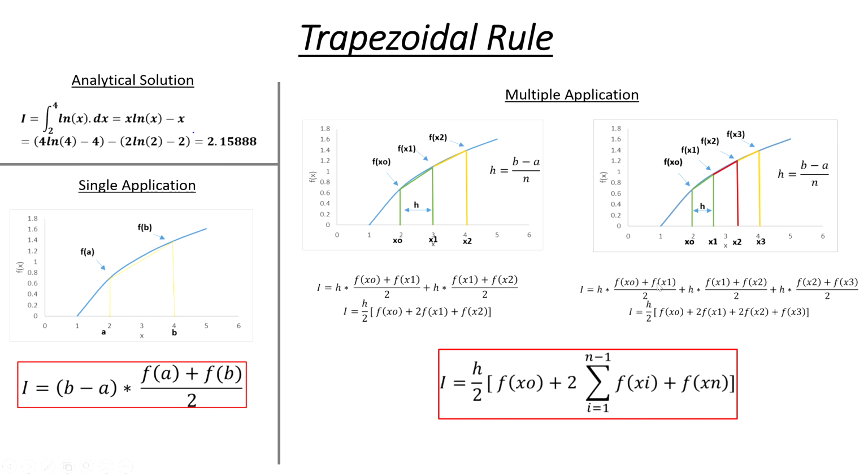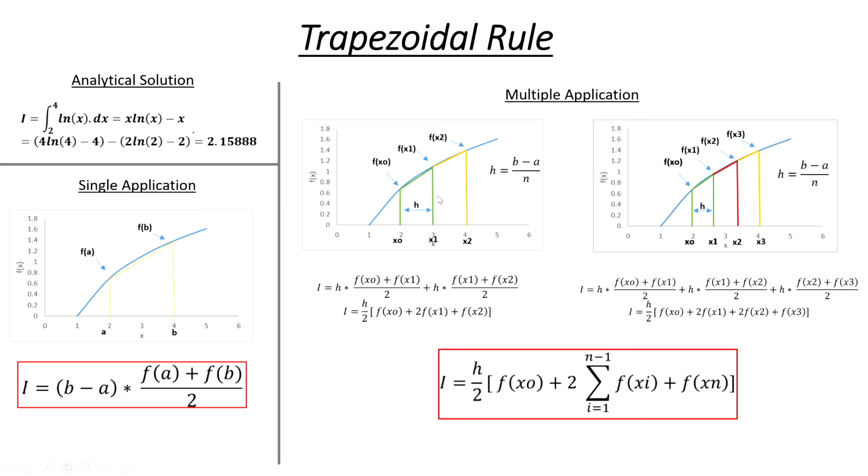And also we have f of x1 here, f of x1 here, so we have 2f of x1, and we have f of x2 here, f of x2 here. Now we have 2f of x2, and you can see that another term here popped up. And this is a pattern that we're going to be using to create this generalized function.